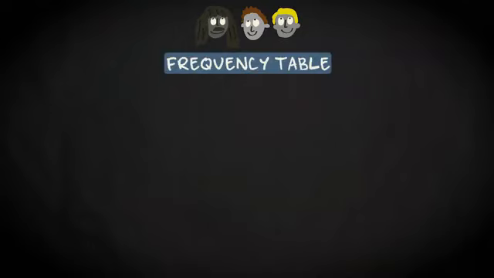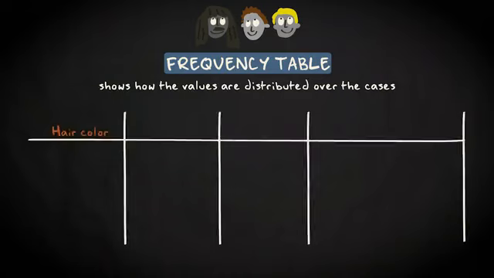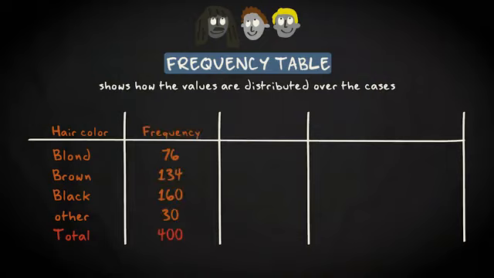A frequency table shows you how the values of a variable are distributed over the cases. A frequency table is nothing more than a list of all possible values of a variable, together with the number of observations for each value. Here's an example based on the variable hair color. We can distinguish 4 categories: blonde, brown, black, and other. This is the frequency table. You can see that 76 football players have blonde hair, and 160 players have black hair. Note that these values add up to 400. We don't have any missing data for hair color.